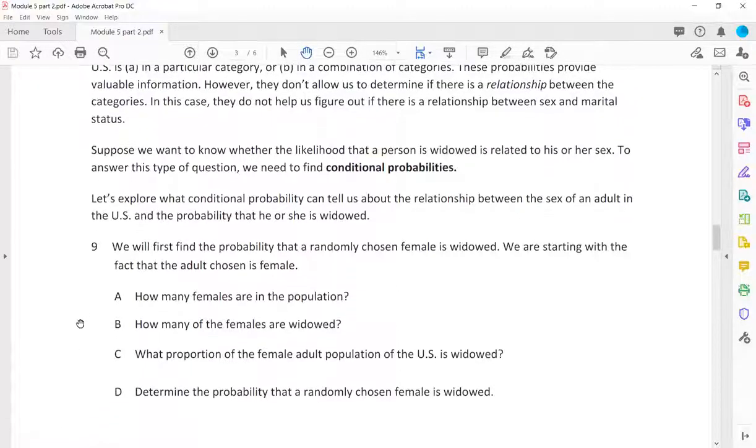Question 9. We will first find the probability that a randomly selected female is widowed. We're starting with the fact that the adult chosen is female. So how many females are in the population? We need to know this information. How many of the females are widowed? What proportion of female adults is widowed? And finally, what's the probability that a randomly selected female is widowed? So let us go to the board and answer these questions.